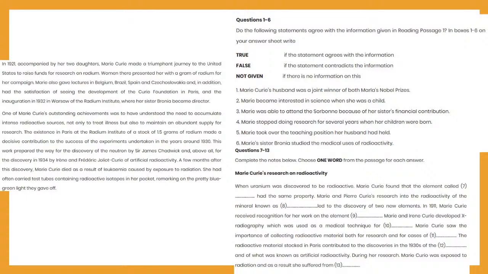A few months after this discovery, Marie Curie died as a result of leukemia caused by exposure to radiation. She had often carried test tubes containing radioactive isotopes in her pocket, remarking on the pretty blue-green light they gave off. So it was an unfortunate death because she was carrying radioactive material in her pocket. She was exposed to those rays and she suffered from leukemia.